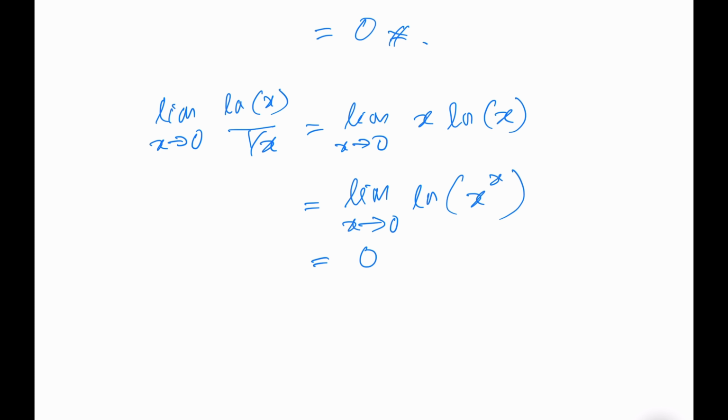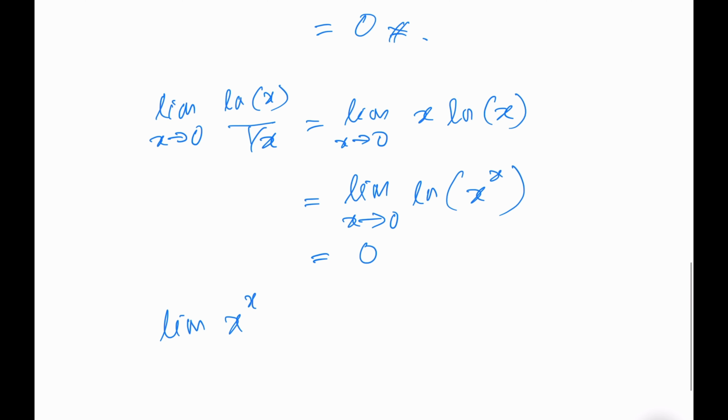Now how do we find what we want, which is x power x? The limit of x power x, where x goes to 0, is actually the limit of x goes to 0 applying the exponential function, or sometimes people just say e, the exponential function, of ln x power x.